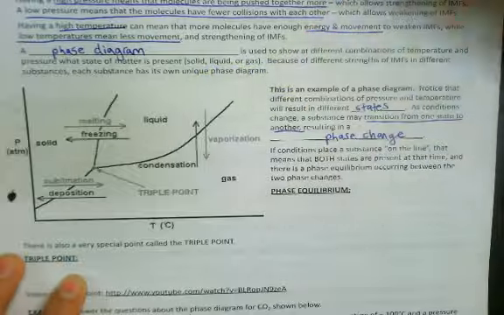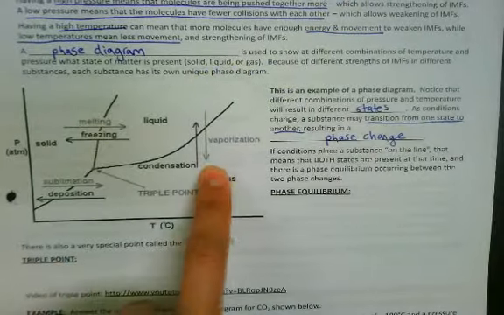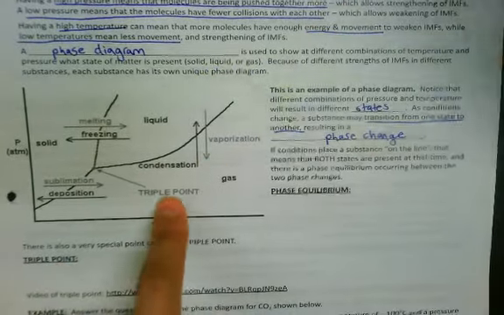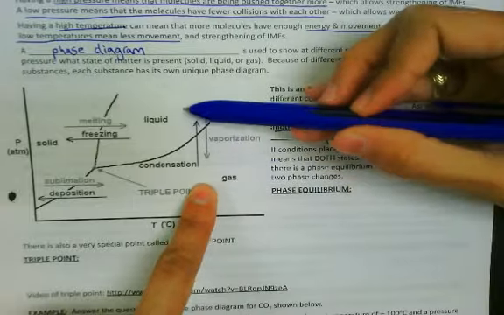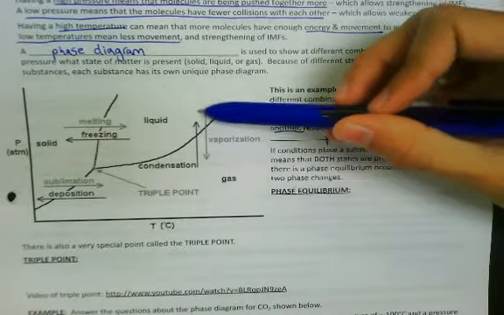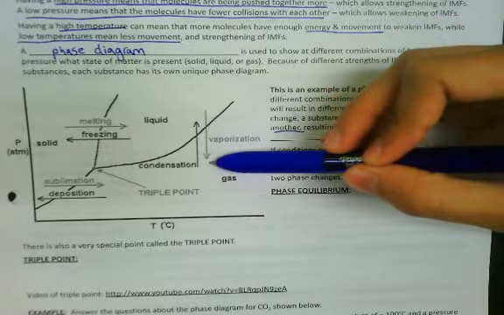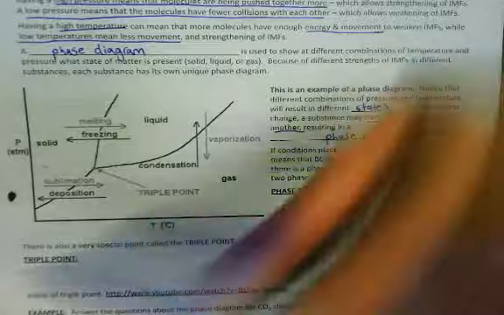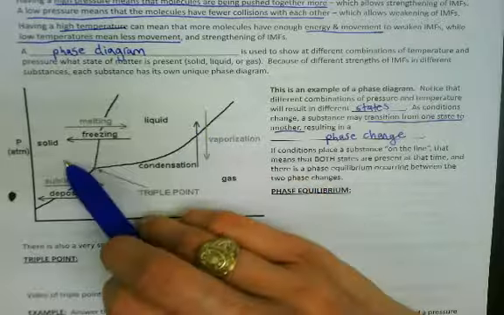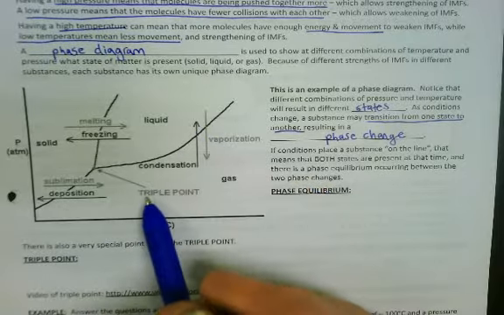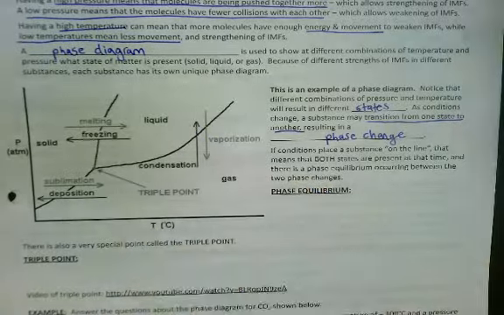So crossing the line like this is known as a phase change, and you can see some of them written in. Actually, all of them are written in. Going from a gas to a liquid is condensation. Going from a liquid to a gas is vaporization. Solid to a liquid, melting, liquid to a solid, freezing, solid to a gas, sublimation, and gas to a solid, deposition.